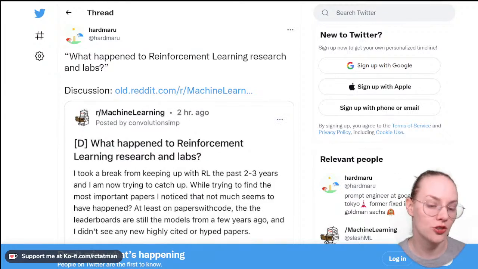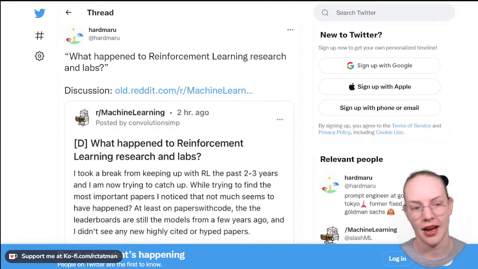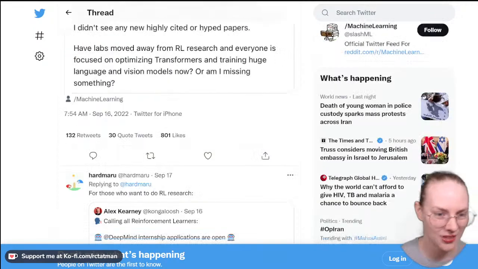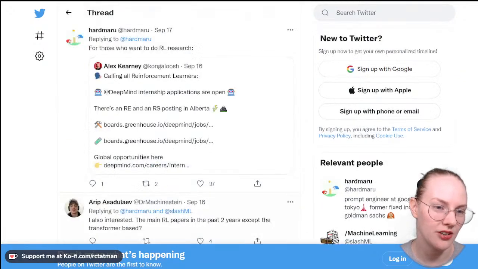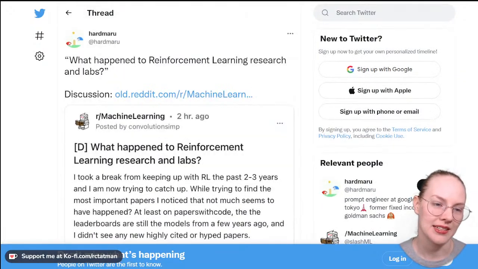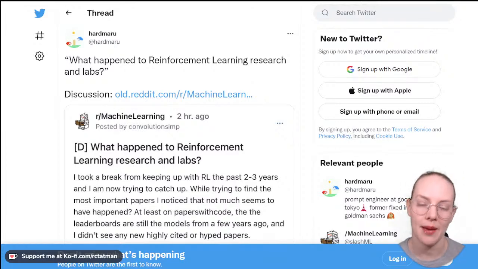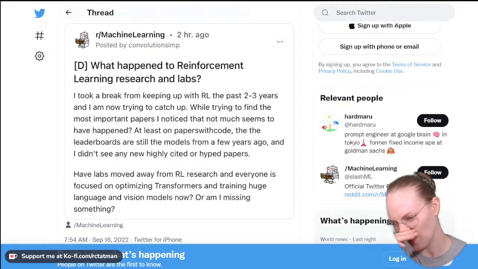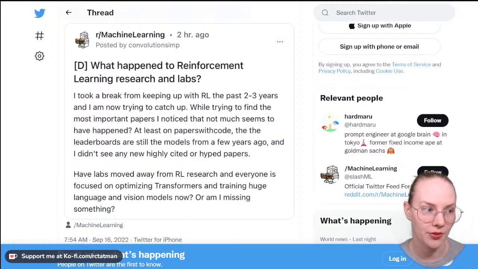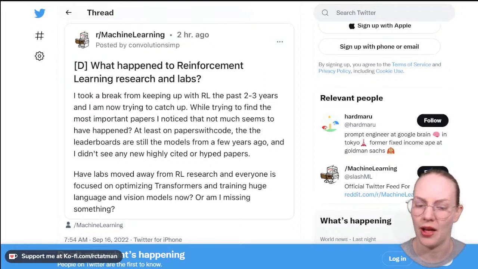And then, so this is a Twitter thread from Hardmaru discussing a Reddit thread, and then there's a lot of replies that I think are pretty interesting. And the Reddit thread is what happened to reinforcement learning research in labs. So if you're not familiar, or you came to the field pretty recently, for a while, reinforcement learning was like the hot thing, sort of, I would say, you know, 2015, 2016, even into 2017, 2018, AlphaGo was done using reinforcement learning.